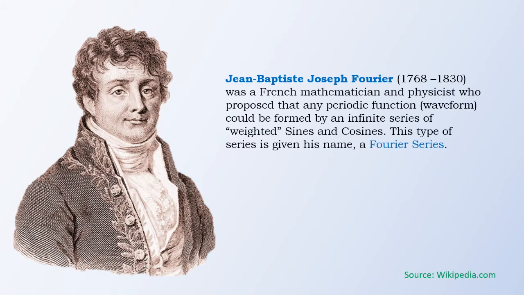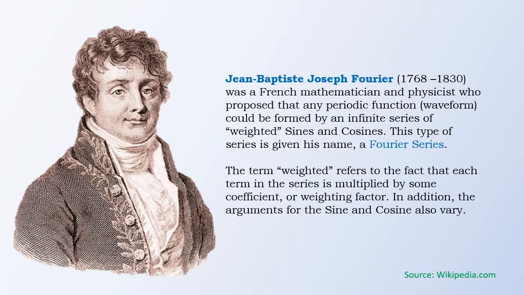This is a picture of Jean-Baptiste Joseph Fourier, and as the text says there, he was a French mathematician and a physicist who was known for a number of different things, including areas of thermodynamics and other areas of physics. But he's most well known for his infinite series called the Fourier series, which could be used to create a variety of different waveforms. It says that the infinite series is weighted sines and cosines.